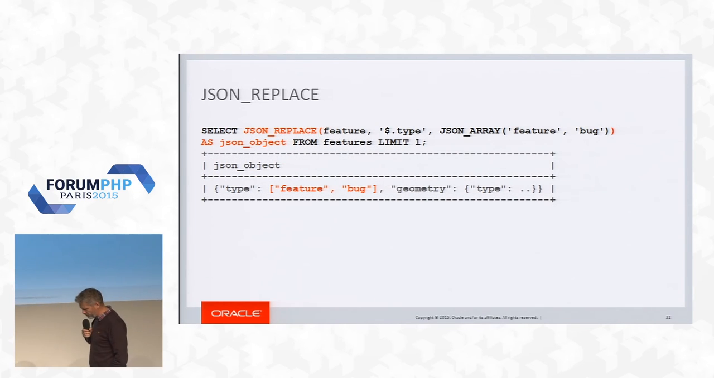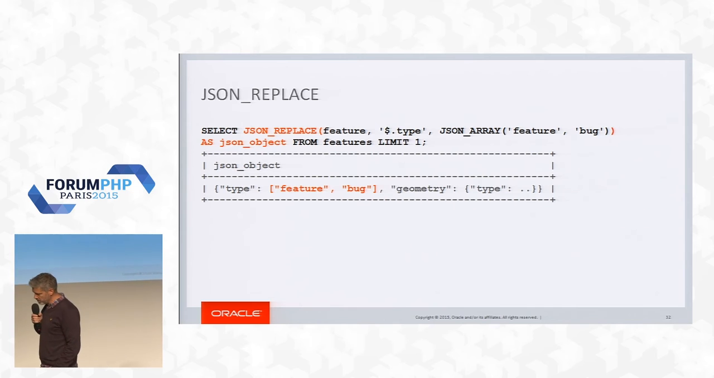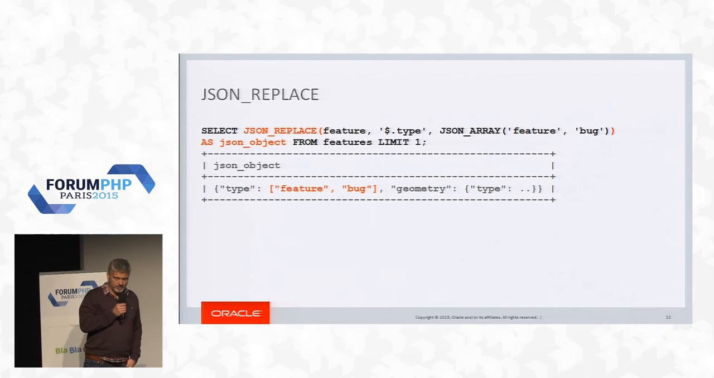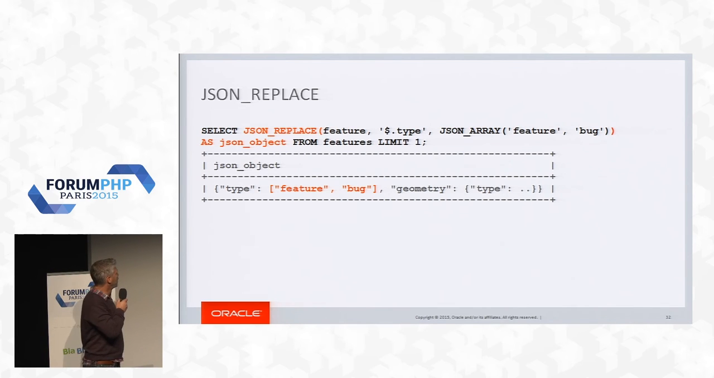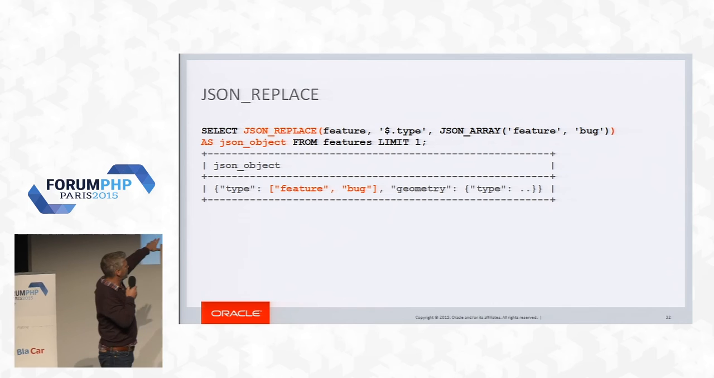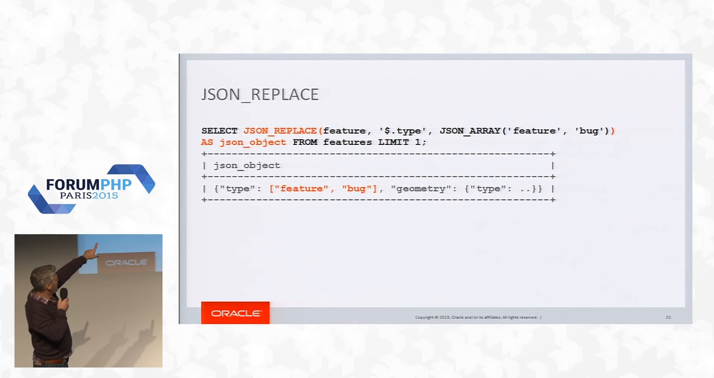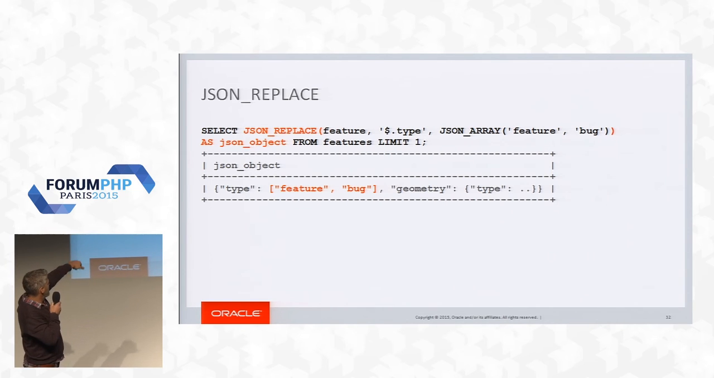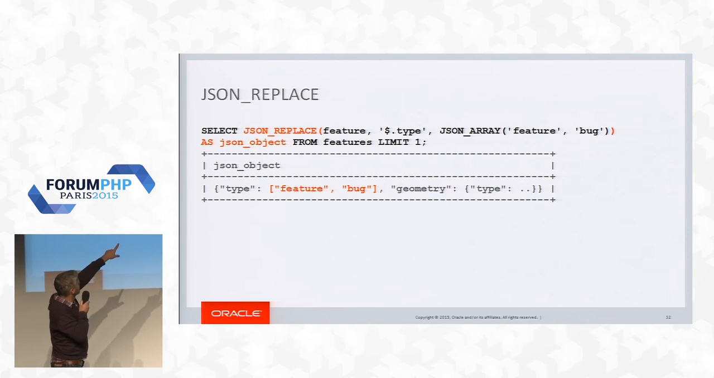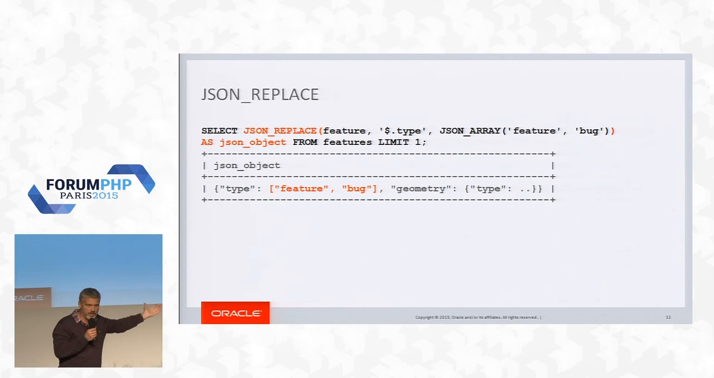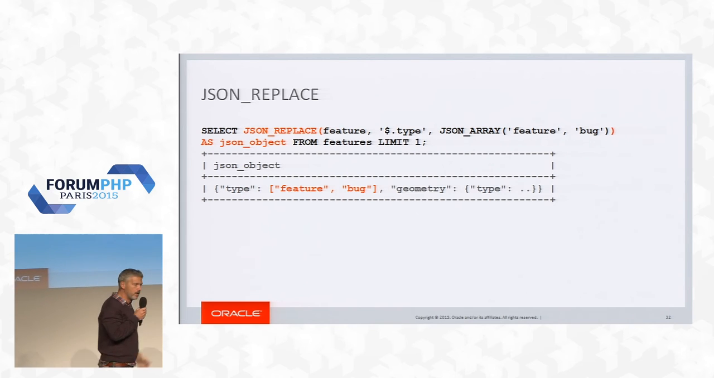JSON replace, you use it when you want to manipulate JSON objects. Self-explanatory. In this case, highlighted in red, I want to replace the type with an array. So $.type pulls out that key, and then replaces whatever comes after with whatever I put in. In this case, I happen to input a JSON array, but of course it can be a JSON object or whatever I want to do there.